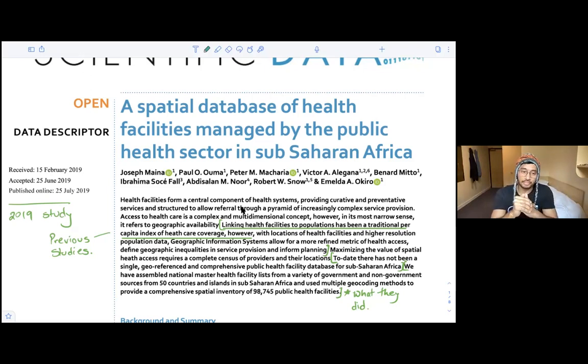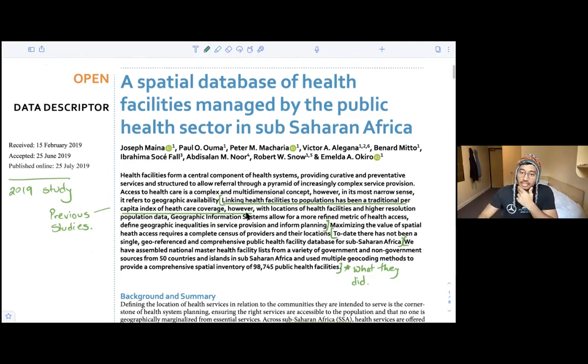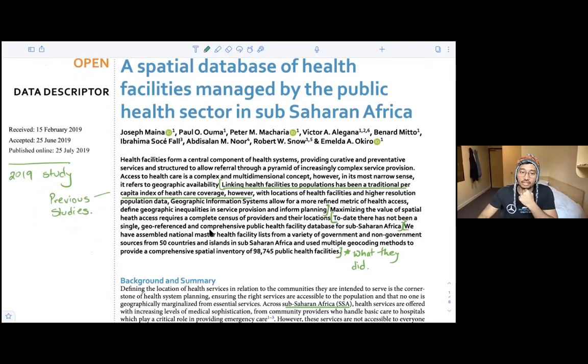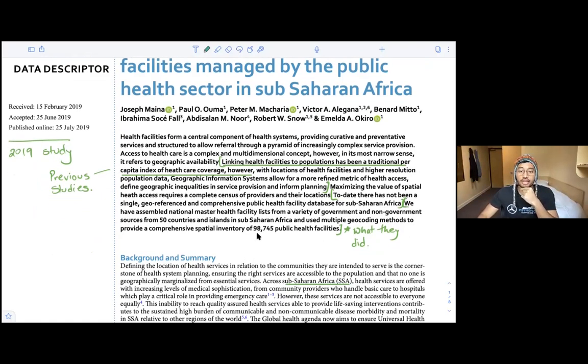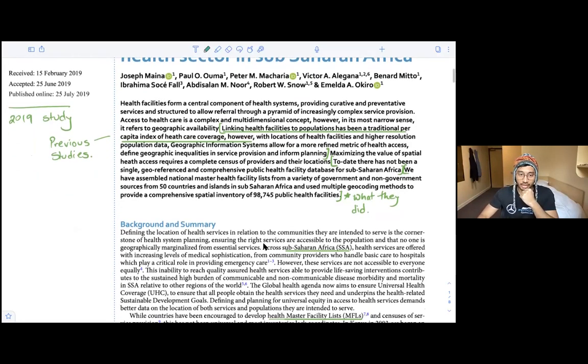What these people have tried to do is geo-reference and create a comprehensive public health facility database for sub-Saharan Africa. Sub-Saharan Africa includes a set of 50 countries below the Sahara Desert, and they've used multiple different methods, which we're going to discuss, effectively creating an inventory of 98,745 public healthcare facilities.